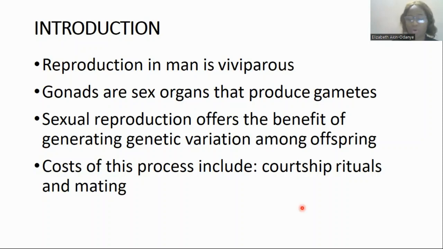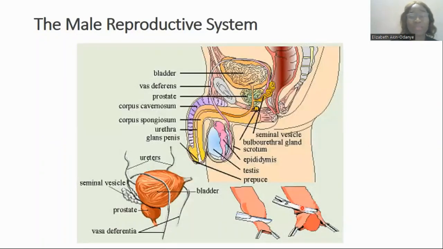So let's quickly go on to looking at the male reproductive system. Looking at this diagram, we'll start by looking at the sac. This sac is the scrotum. The scrotum is located outside of the body, and it contains the testes. There are two testes, and so this is one testis. The other is at the other side of the scrotum.